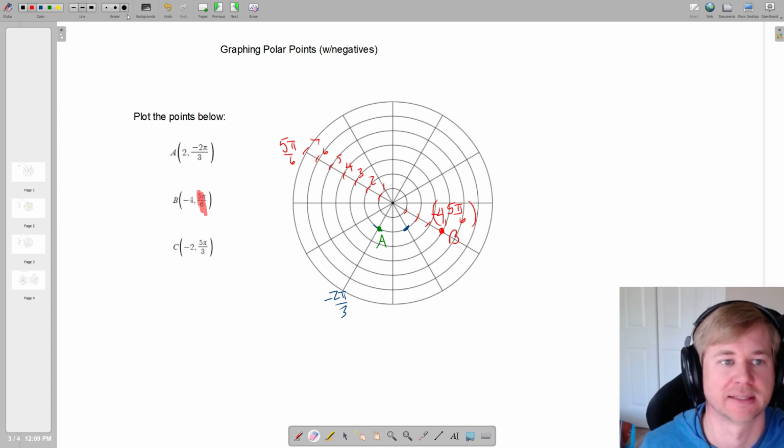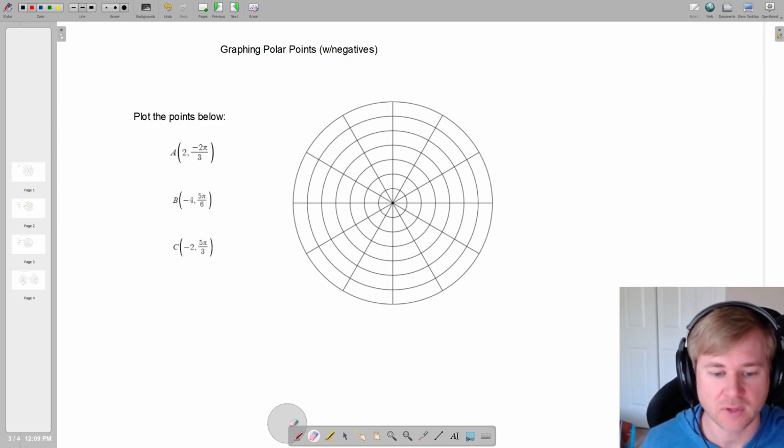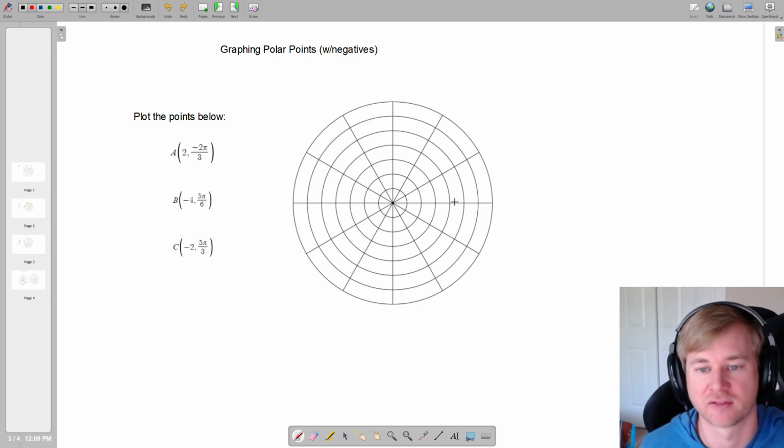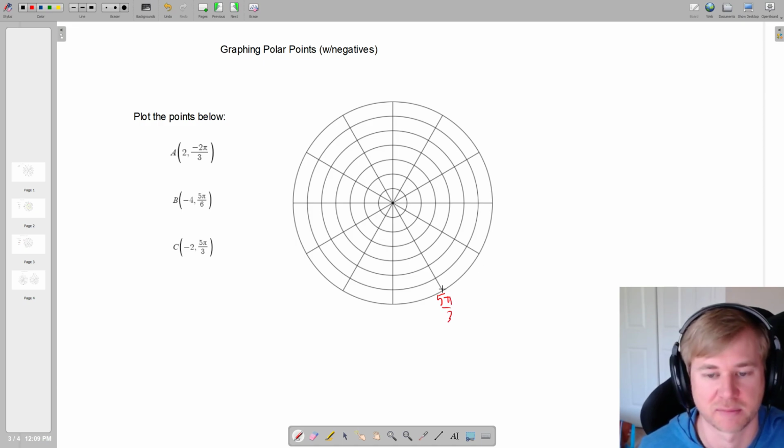Let's do another one just like that, and I'll erase all this stuff. So 5 pi over 3. First, since that's positive, I'm going to start there. 5 pi over 3 is down here. This is 5 pi over 3. Okay, this is 6 pi over 3, so this is 5 pi over 3 right here.